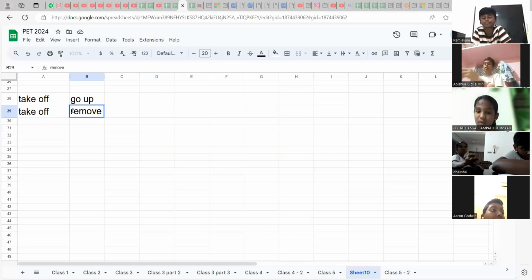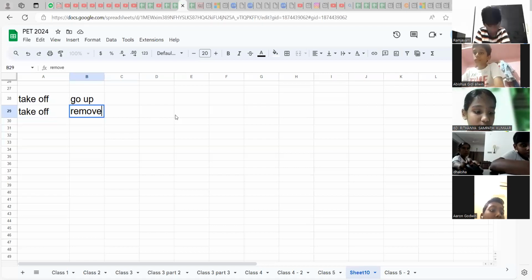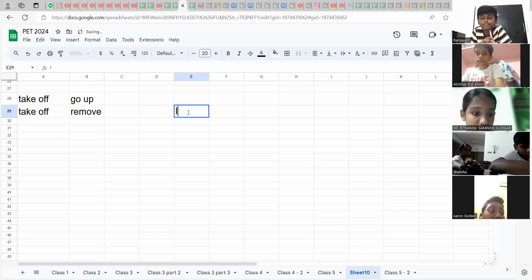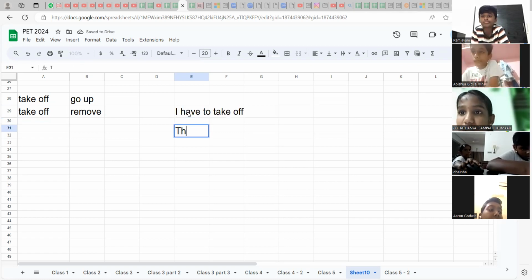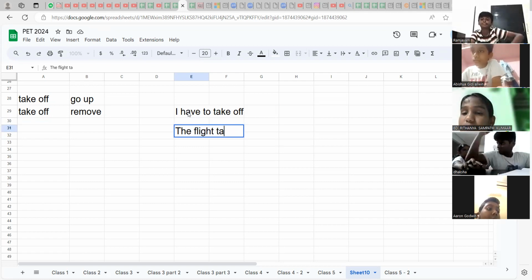Sir, can you tell one example for take off? Yeah, please. See, I have to take off the cover. The pilot take off the flight. Yeah, very good. The flight takes off. Sir, doubt, sir.